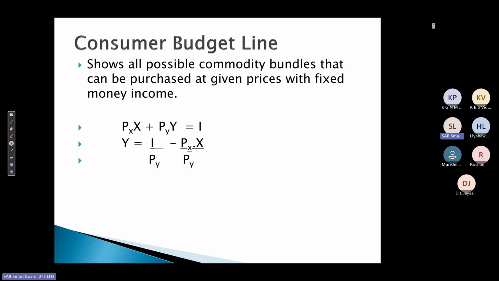So we need to incorporate the budget line because when we try to maximize utility, the income is the basic constraint that we need to analyze. So we assume money income is fixed. There can be different commodity bundles, because we assume two goods that explain the two bundles. So how can the consumer purchase, depending on the fixed income?